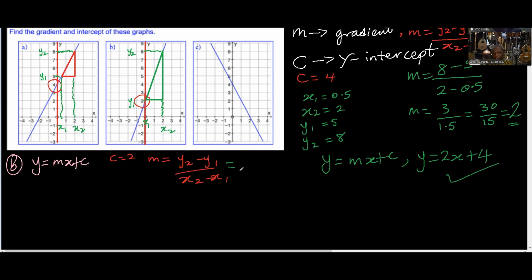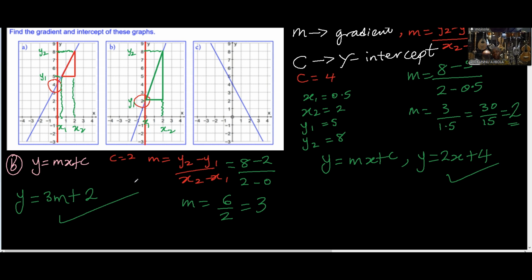So to find my gradient, for the second one, what's my y2? That's 8 minus 2 over 2 minus 0. Okay? And this is going to be what? 6 over 2, which is 3. So what will be the equation? M is 3 and the intercept is 2. Do you understand this now?